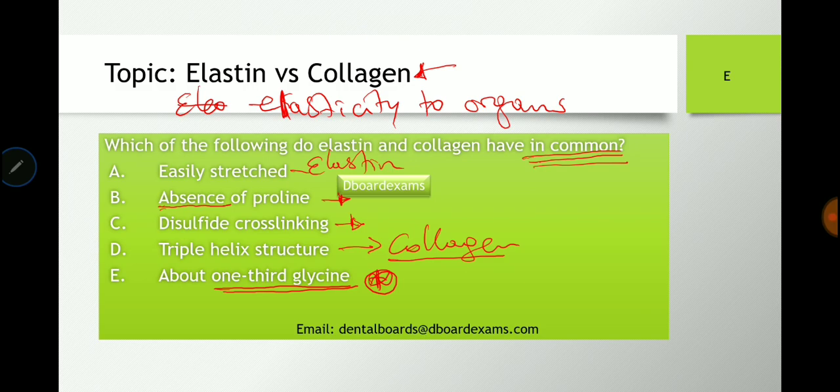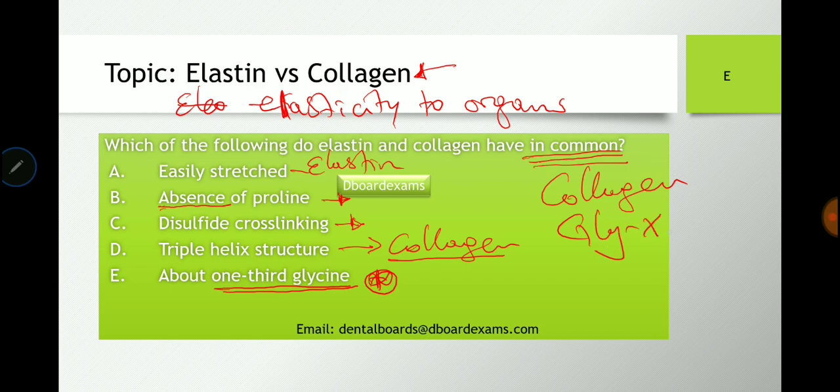Collagen usually has different genes. You have type 1, type 2, type 3. However, elastin is encoded by only one gene. Also, collagen has repeating units of glycine.